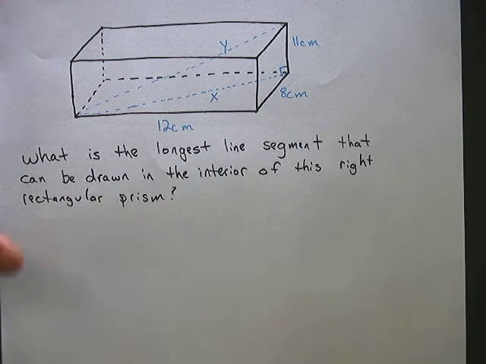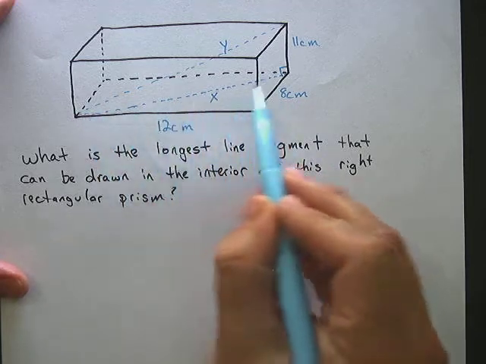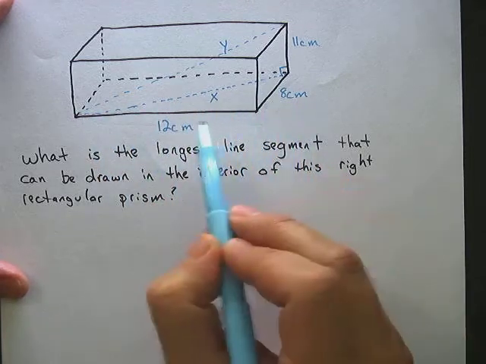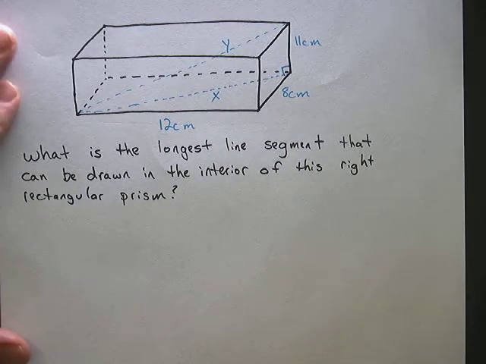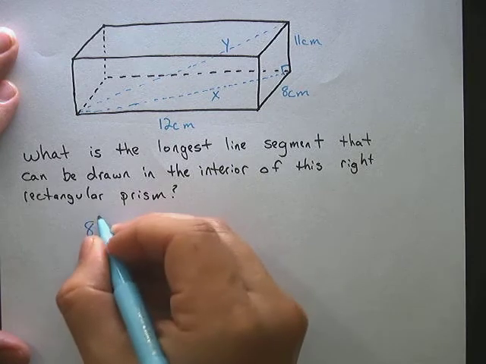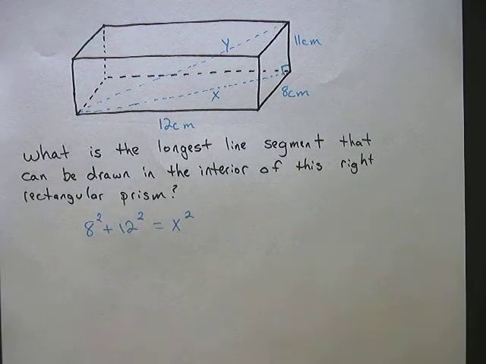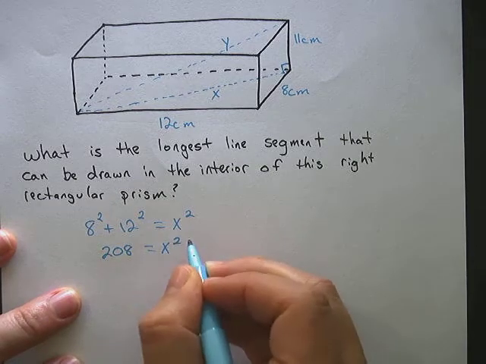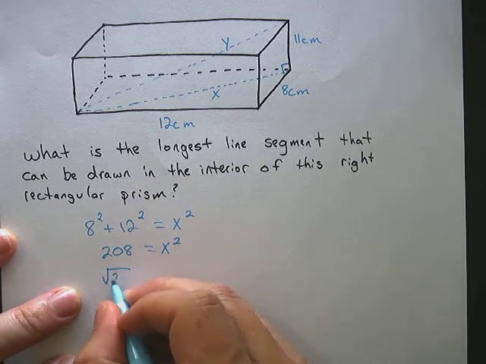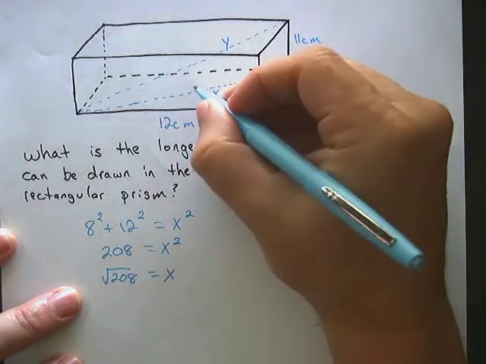So let's take a look at x. It's on the bottom of this box, and it does form a triangle with this side that's 8 centimeters and this side that's 12 centimeters. So we can use the Pythagorean theorem to figure out what x is. We'll have 8 squared plus 12 squared equals x squared. That's 64 plus 144, so 208 equals x squared, which means the square root of 208 is equal to x. So x is equal to the square root of 208.